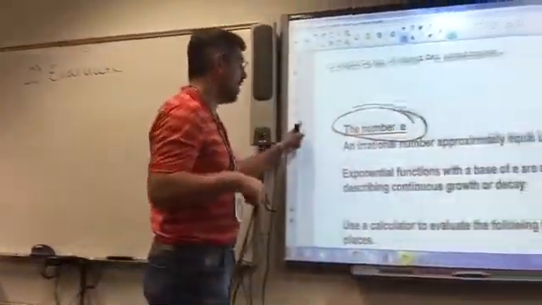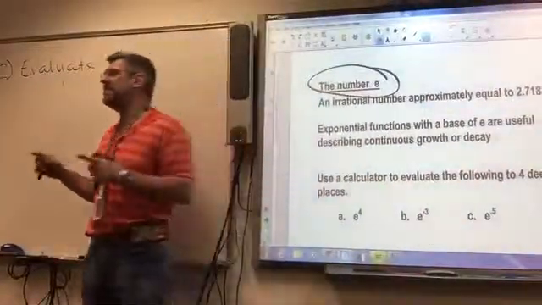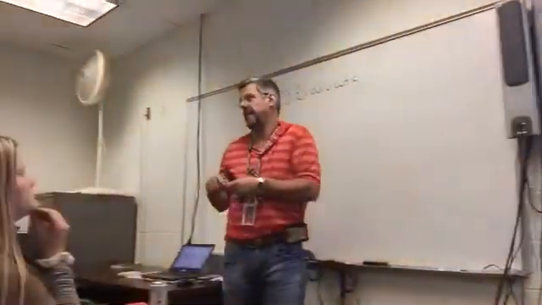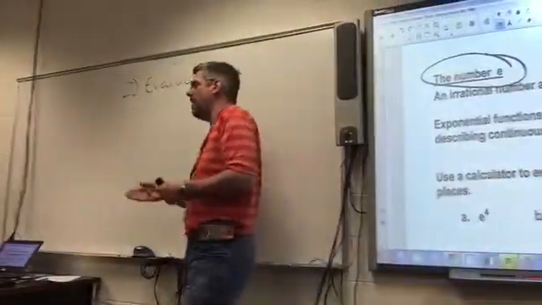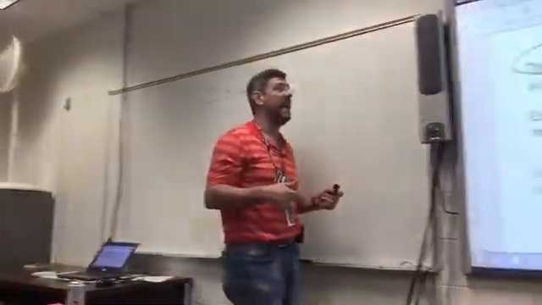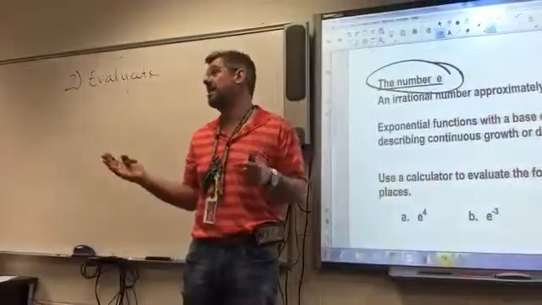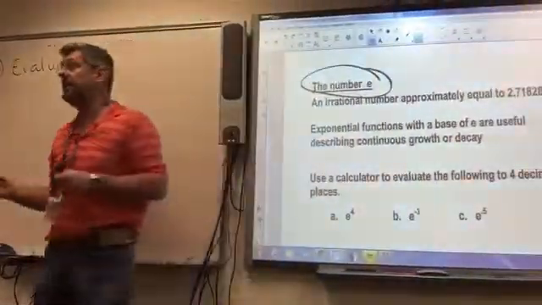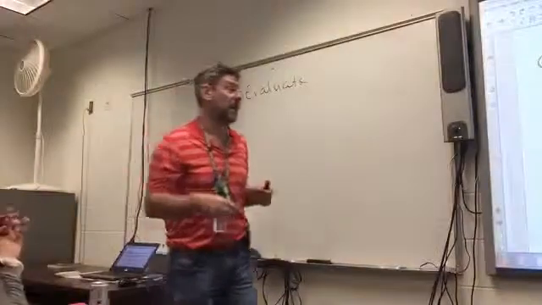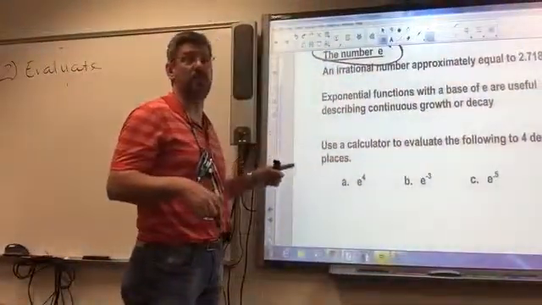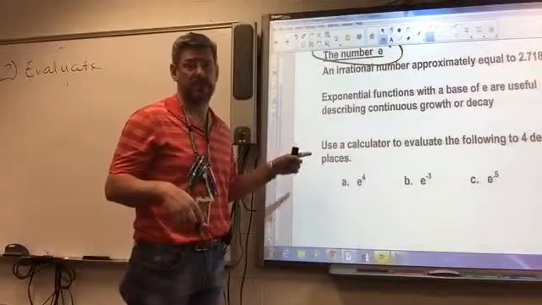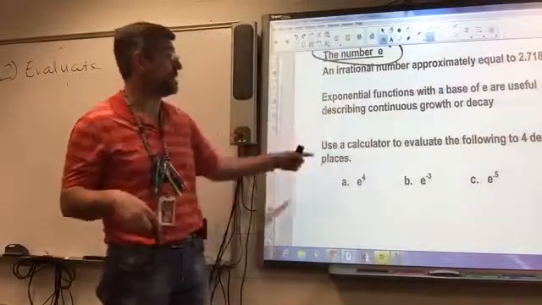Okay? So, most banks don't compound quarterly. They don't compound monthly. They don't even compound daily. They compound continuously. Okay? And the number that they use to compound continuously is E. All right? So, we're going to do some E practice again.